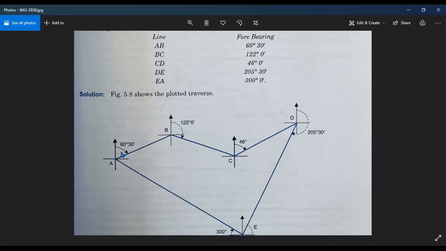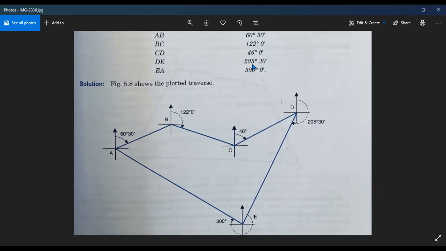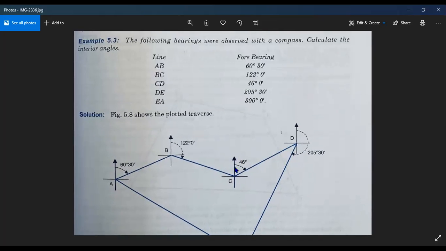See here, AB is 60 degrees 30 minutes. BC is 122 degrees, in the second quadrant. CD is 46 degrees, again in the first quadrant. DE is 205 degrees 30 minutes, in the third quadrant, that is 180 degrees to 270 degrees. Next, EA is 300 degrees, in the fourth quadrant, measured in the clockwise direction. Those are whole circle bearings.